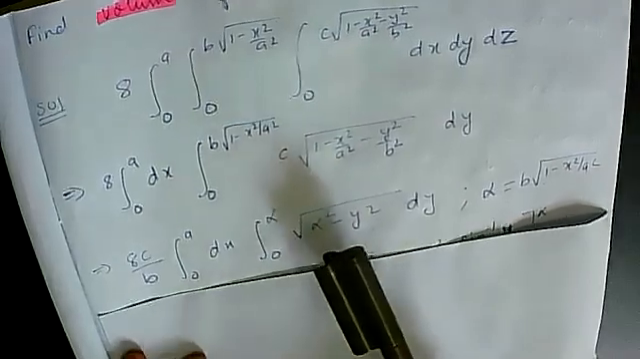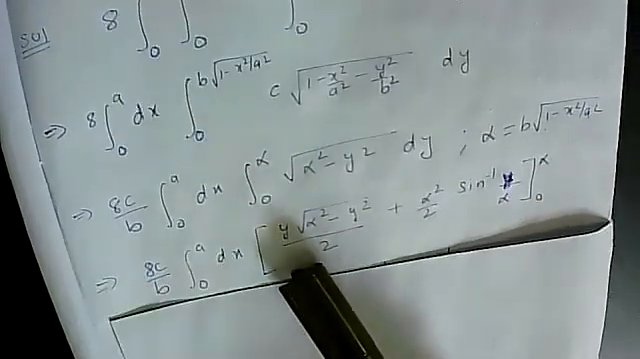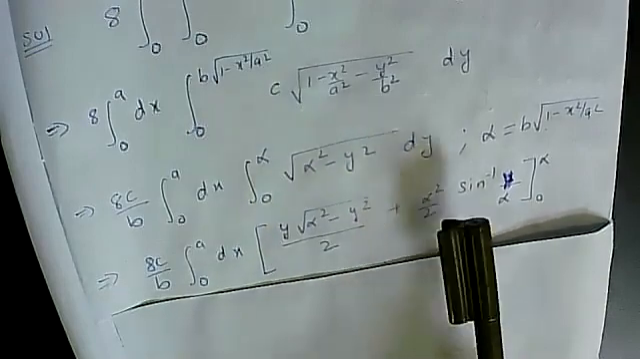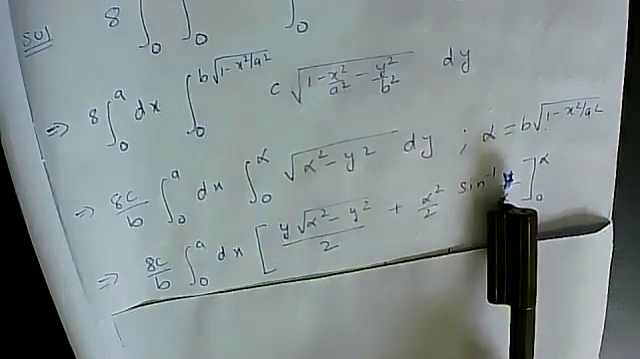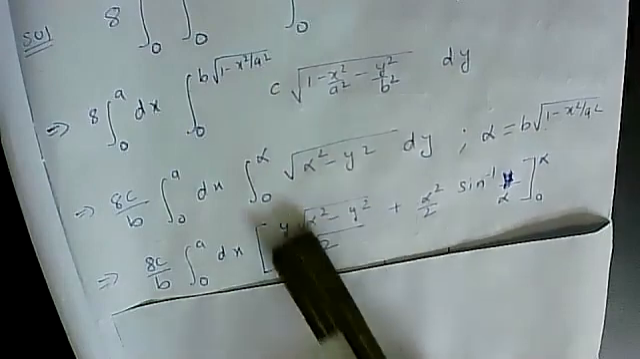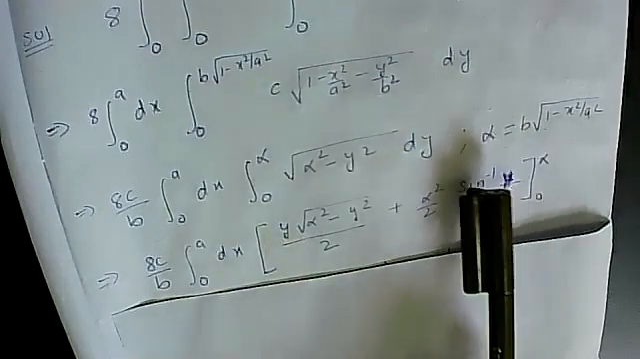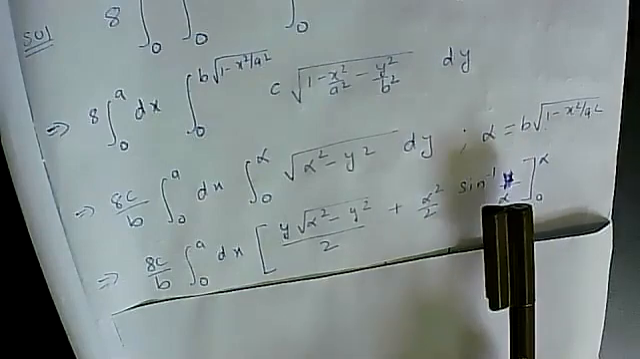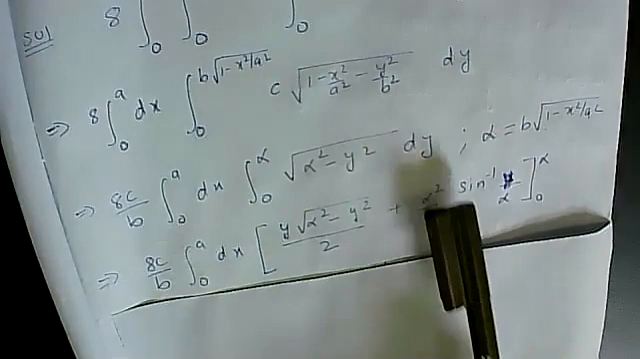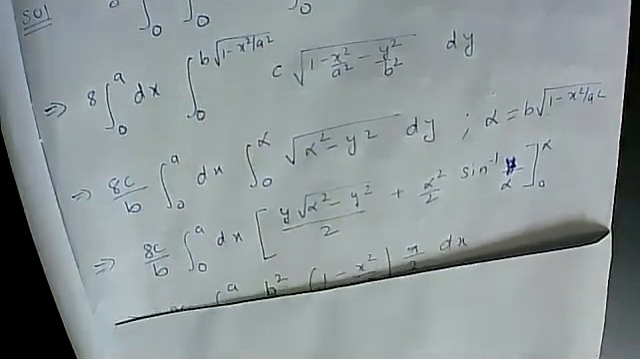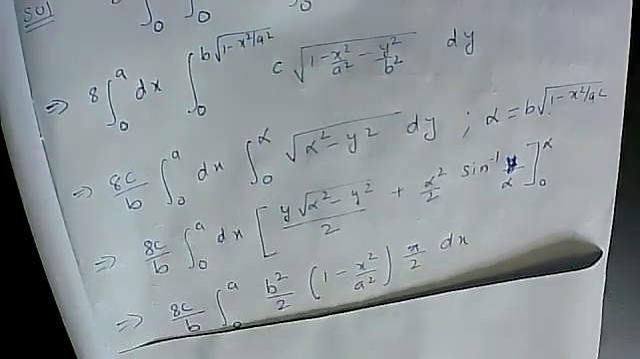So when you apply the formula, what will you get? See, y by 2 under root alpha square minus y square plus alpha square by 2 sine inverse y by alpha. Now put the limits. When you put y equal to alpha, this term will become 0. And sine inverse alpha by alpha means sine inverse 1, which means pi by 2. So pi by 2 times alpha square by 2, and 8c by b. So what am I left with? Now I am left with this. I have substituted the value of alpha again, so I am left with this.